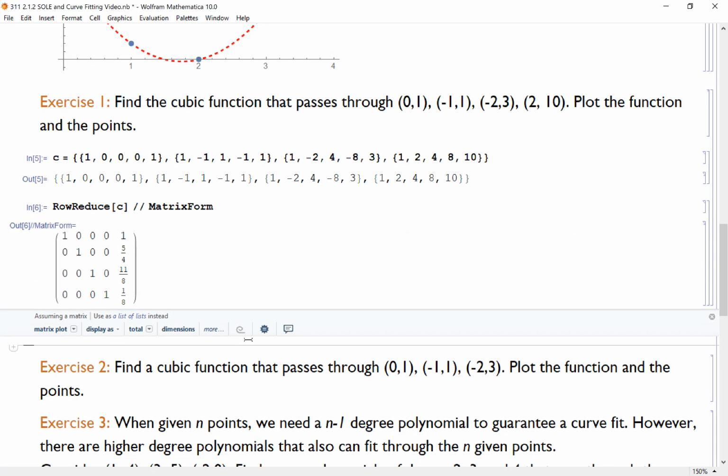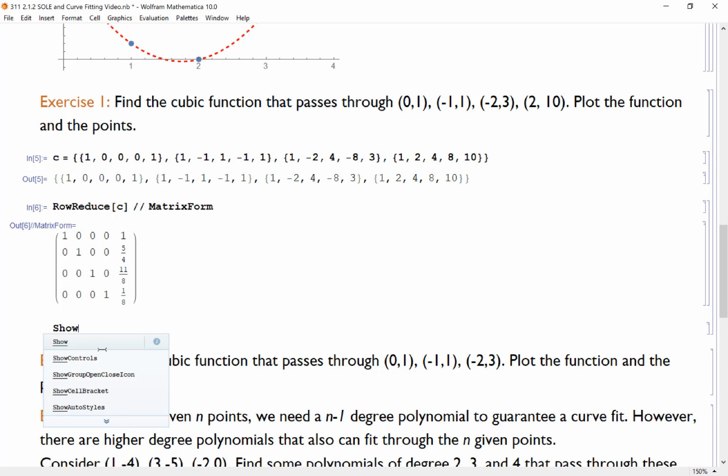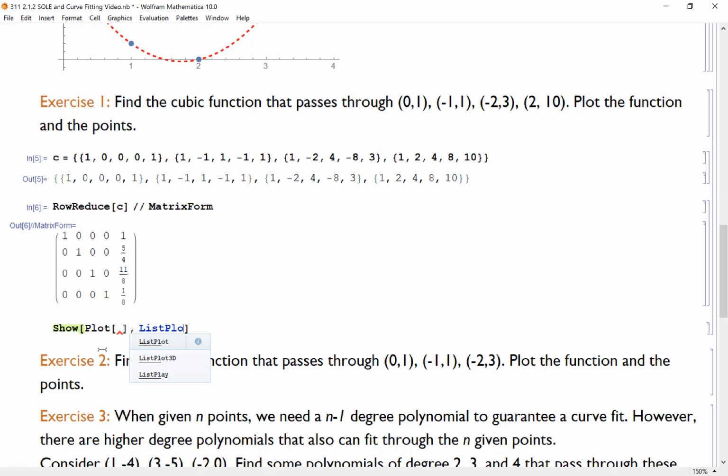Now we just need to row reduce this guy in matrix form, and there we get our answers. So my cubic polynomial is 1/8 x cubed, and so on. I'm going to show a plot of that cubic and a list plot of the points that we want to pass through.